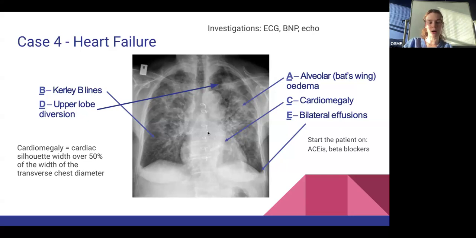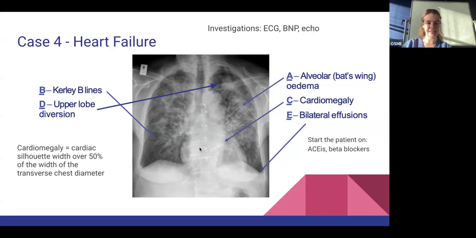Cardiomegaly, you'll get a massive heart, obviously. Upper lobe diversion, hard to see as well, but things just getting pushed all over the shop. And these bilateral effusions, so pleural effusion, blunting of the costophrenic angle. So even once you've gone in and seen this massive, great big whopping heart, you still need to look for all of those things systematically, because this is something to not miss.